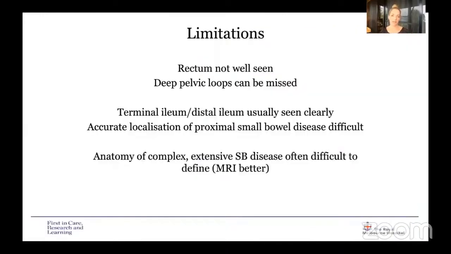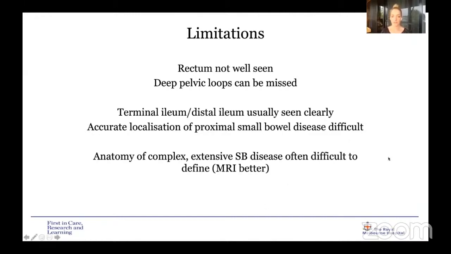It does have some limitations. The rectum is not well seen. There are some studies now looking at perianal ultrasound, so it's non-invasive in that it's just on the outside of the rectum and you can get good images of the rectum there. At the moment, that's not standard of care with ultrasound.